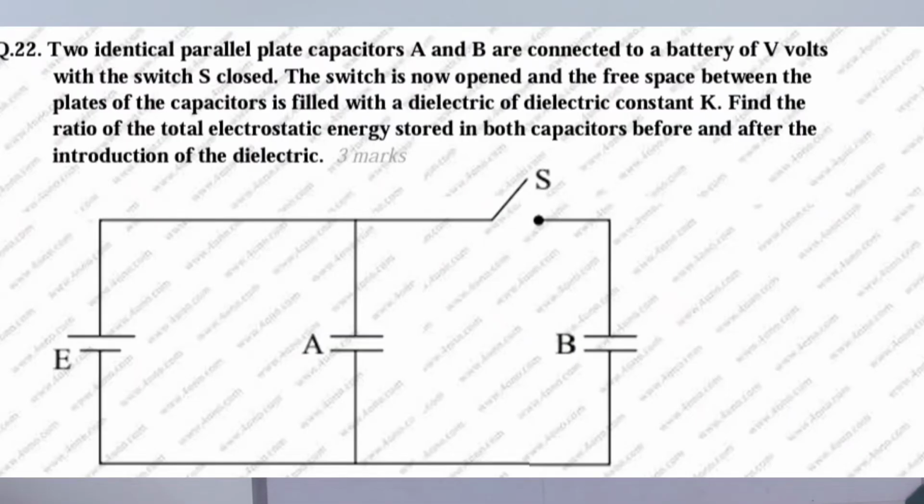Two identical parallel plate capacitors A and B are connected to a battery of V volts with the switch S closed. The switch is now opened and the free space between the plates of the capacitors is filled with a dielectric of dielectric constant K. Find the ratio of the total electrostatic energy stored in both capacitors before and after the introduction of the dielectric.